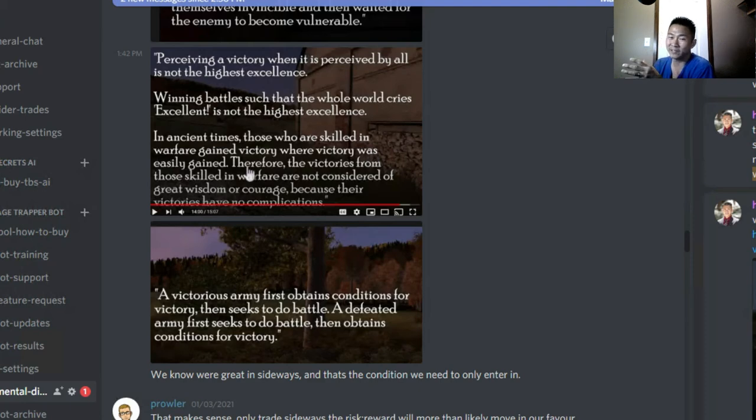And even though it didn't look glorious and we didn't get surrounded and crawl out of it, it was just what we wanted. That was the best way to win the war. Therefore, the victories from those skilled in warfare are not considered of great wisdom or courage, because their victories have no complication. So if we win a war easily, they're like, he wasn't that brave, he wasn't that courageous because he just pushed a button from a drone and dropped it. No hero stories there, but that was the best way to win it.